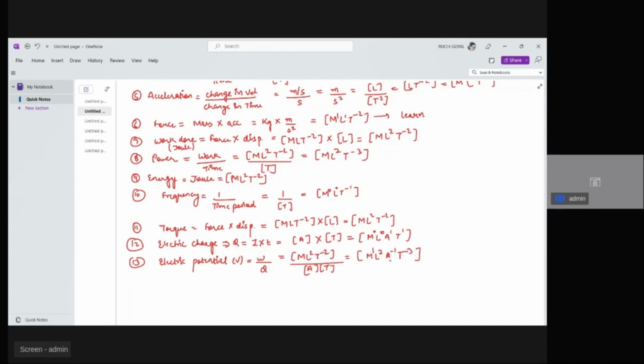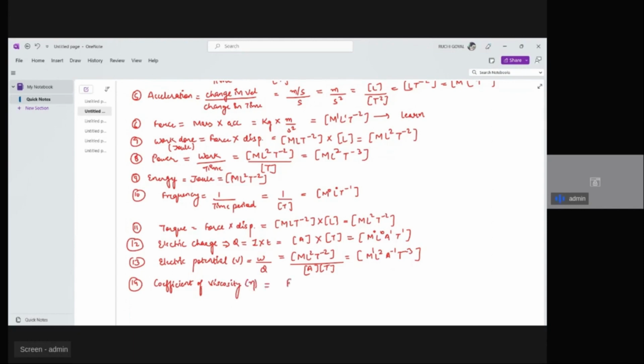So there are many physical quantities of which we can find the dimension formulas. I have given some of the values to you. Yes, one more important one is the coefficient of viscosity, because we can find dimension formulas of constants also. So we can write coefficient of viscosity, right? It is eta.